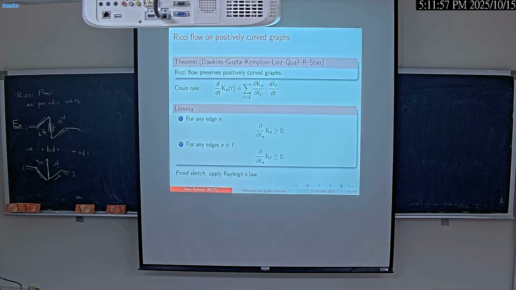Okay, so this theorem from the third property mentioned before: if I take a positively curved graph, then Ricci flow preserves this property. So this was a project at a workshop organized by the AMC where Mark Kempton was the faculty mentor for this project, and the rest of us were postdoctoral and graduate students in this group.